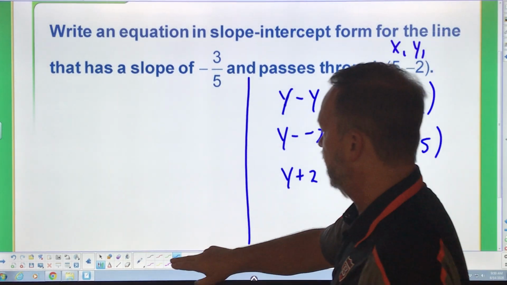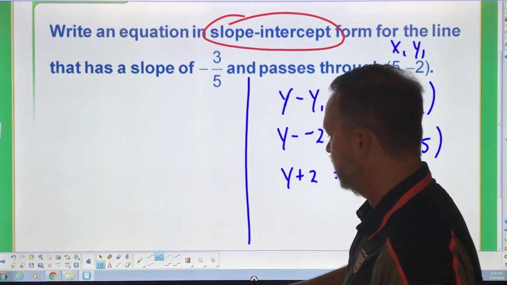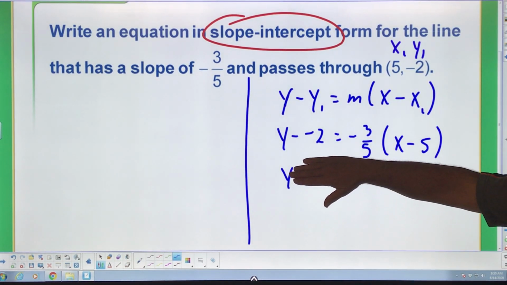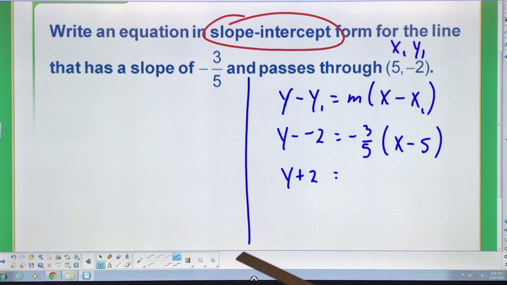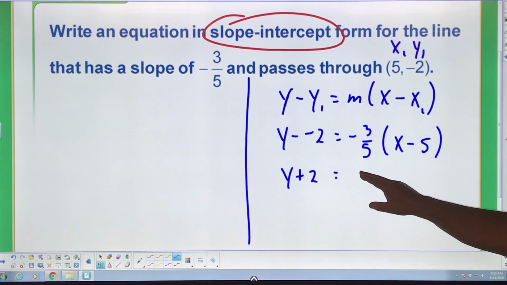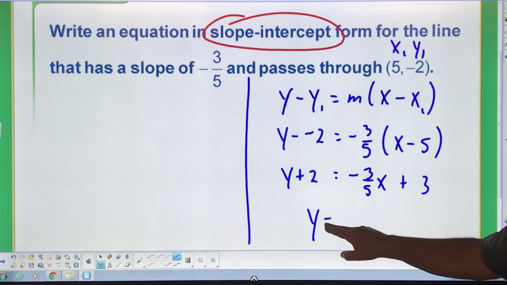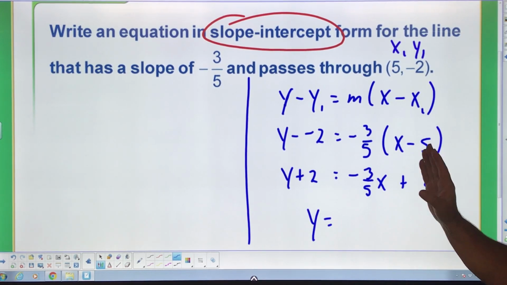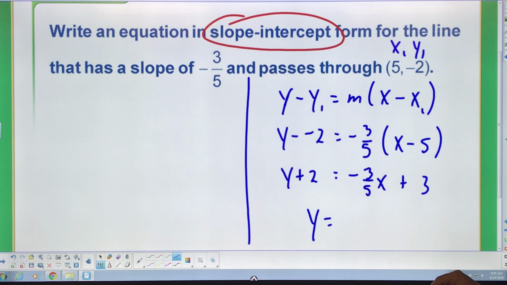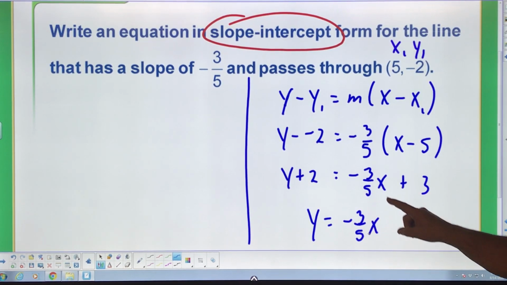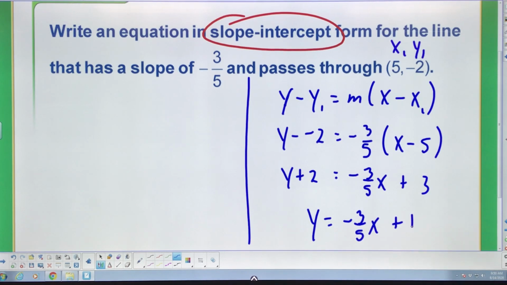They do ask us to write it, I need to make note of that, in slope-intercept form, so it's y equal mx plus b. Otherwise, that is an equation with those conditions, but they asked me for a specific form. So y plus 2, and this is distributive property, -3/5 x, and what? So negative times negative is a positive, and the 5's are going to cancel, and I get 3. So y is equal to, because I'm putting it in y equal mx plus b form, slope-intercept form. So I subtract the 2, so I have the -3/5 x, subtract the 2, be a 1.